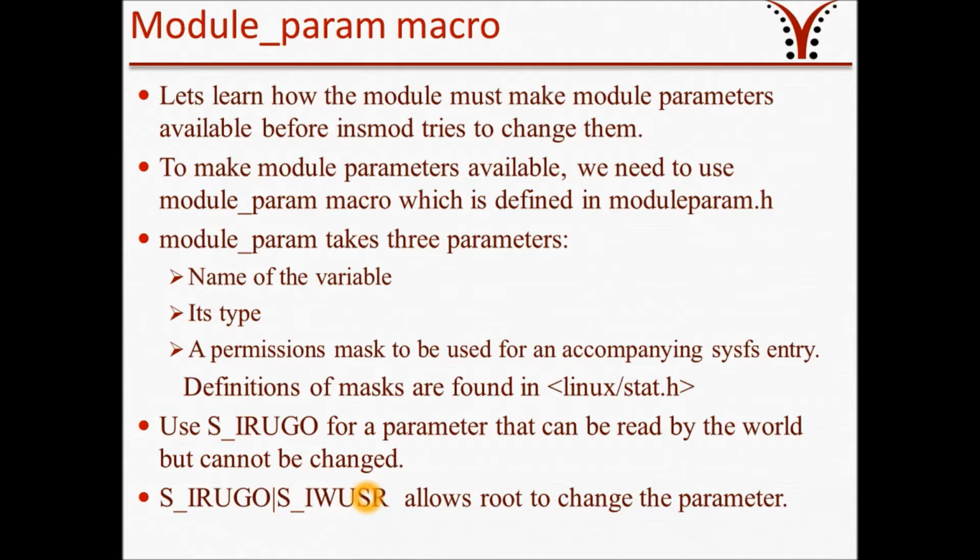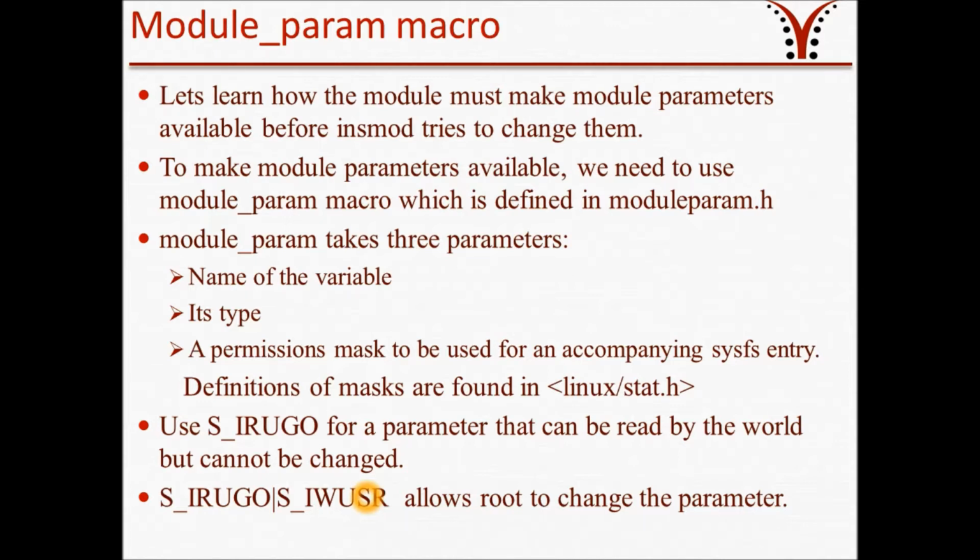Coming to the module_param macro. Let's learn how the module must make module parameters available before insmod tries to change them. Whenever you are trying to use these module parameters, make sure that your module which is going to use those parameters actually declares those variables as a part of your Linux kernel module. To make module parameters available, we need to use the module_param macro, which is defined in moduleparam.h. module_param takes three parameters. One is the name of the variable, the second one is its type, and the third one is the permission mask. The permission mask is to be used for an accompanying sysfs entry. Definitions of these masks are found in linux/stat.h. Don't forget to include linux/stat.h when you're trying to use this module_param macro.